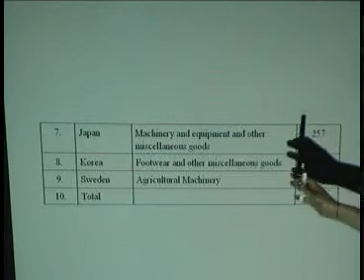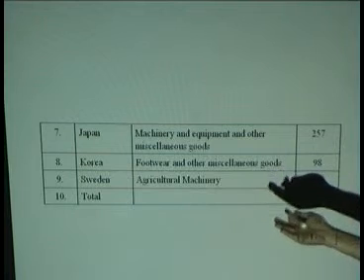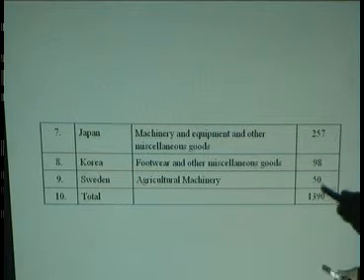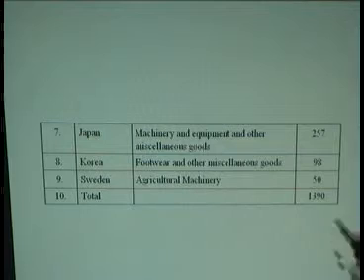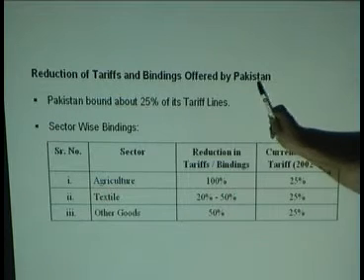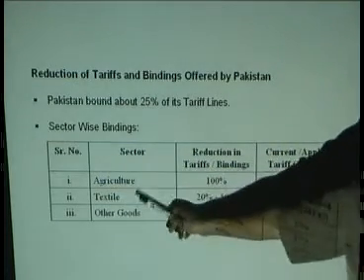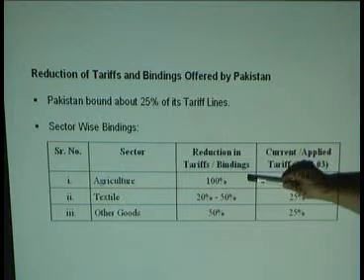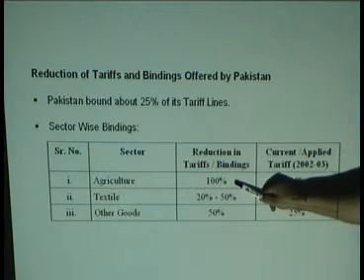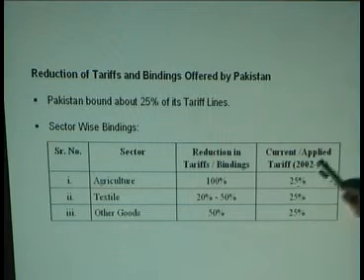That part the government kept to itself. It did not interact with the industry on what products you would like to have market access and in what country you would like to have market access. The government handled that exercise. I'm not criticizing the government here, but that was not a professional exercise. Next. So while considering those requests, the entire requests were basically divided into three sectors: agriculture, textile and non-agri textile or other sectors. And a reduction in tariff bindings at that time was made: agriculture sector at 100%, textile sector at 20% to 50% and other goods at 50%. And what is the current applied tariff rate? It should be 4 here.